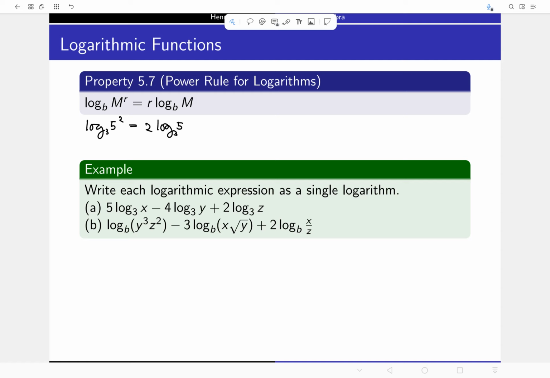We will do that in our next video, so please stay tuned for the next part. Again, we will apply the properties we have learned so far in order for us to write the expression in A, for example, as a single logarithm.